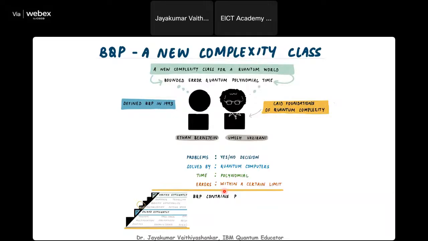So BQP contains P, but we don't know whether NP is also contained in BQP. We don't know this question exactly. We need to investigate.